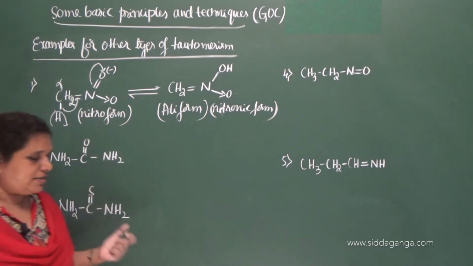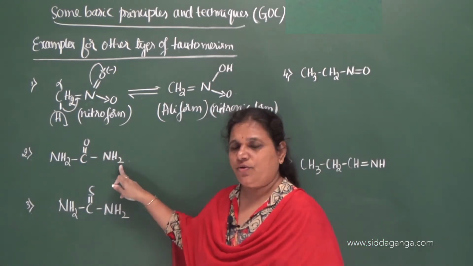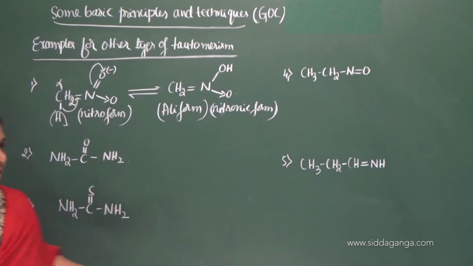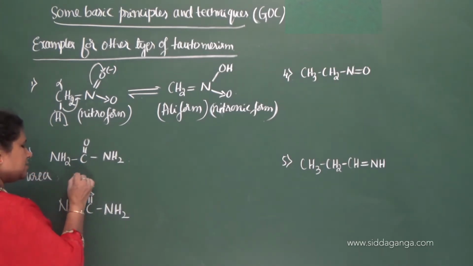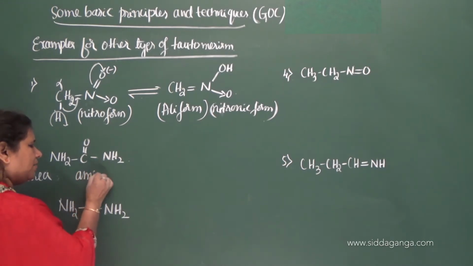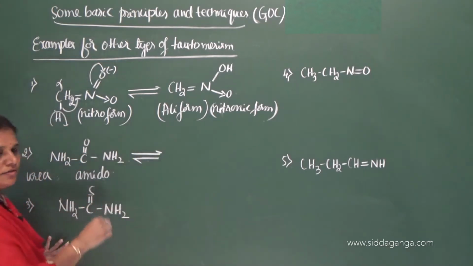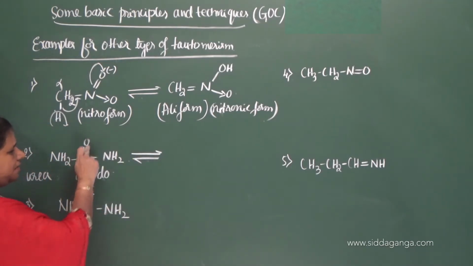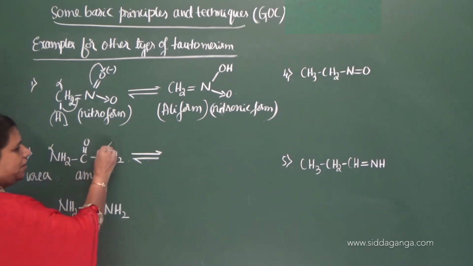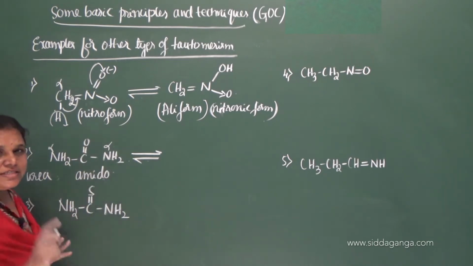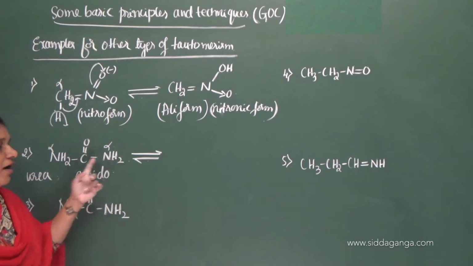So nitro form and aci form are the two isomers of nitromethane. Now consider the amide. The amide group is there, C double bond O, NH2. You know what this compound is? Urea. This is urea, correct? And what is this form? Amido. And when it undergoes migration, see here, the condition is there: carbon to oxygen double bond, oxygen being more electronegative. This is the alpha atom, which is bonded to saturated nitrogen.